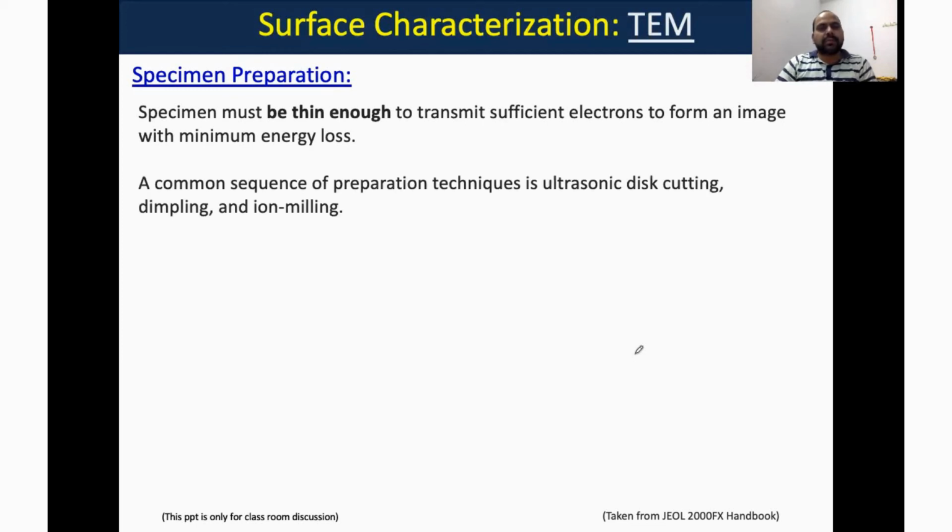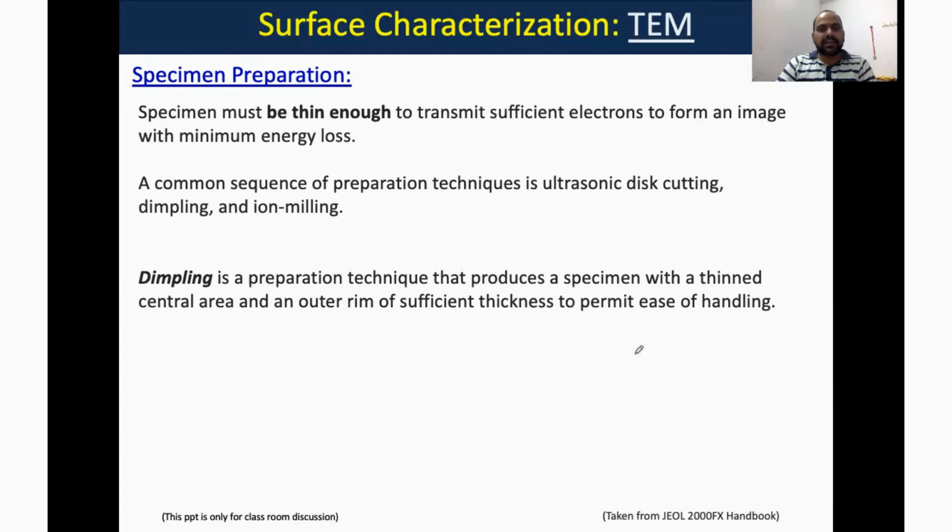A common sequence of preparation technique is ultrasonic disc cutting. There are tools for that. After cutting, you can do either dimpling or ion milling. Dimpling is basically a technique that produces a specimen with a thin center area and an outer rim sufficiently thick to permit ease of handling. Let's say you have a thick sample and you dish it. The edges will be thick, but the center portion will be thin. So you can penetrate your beam from here and see what is in the sample.